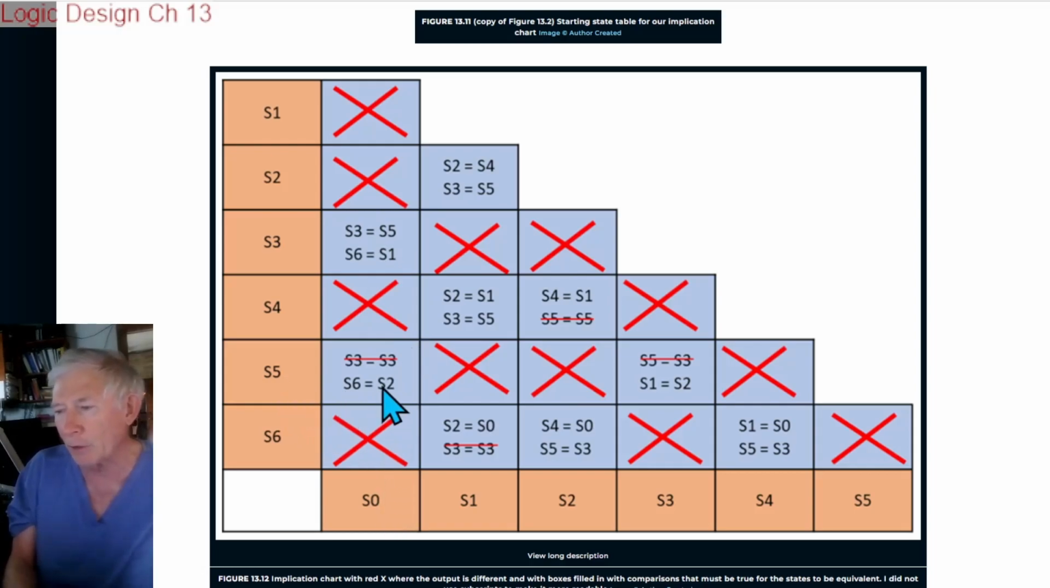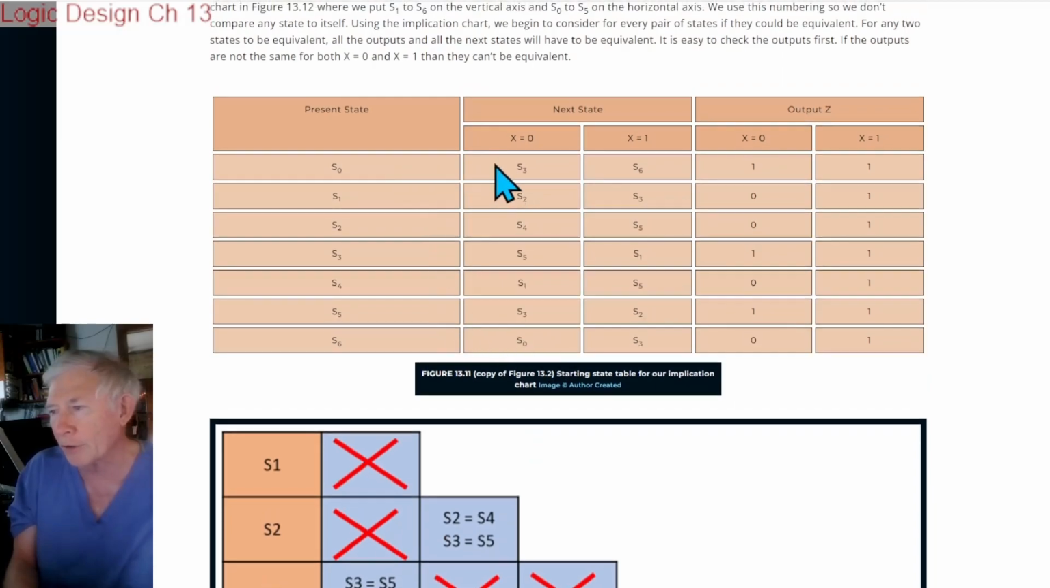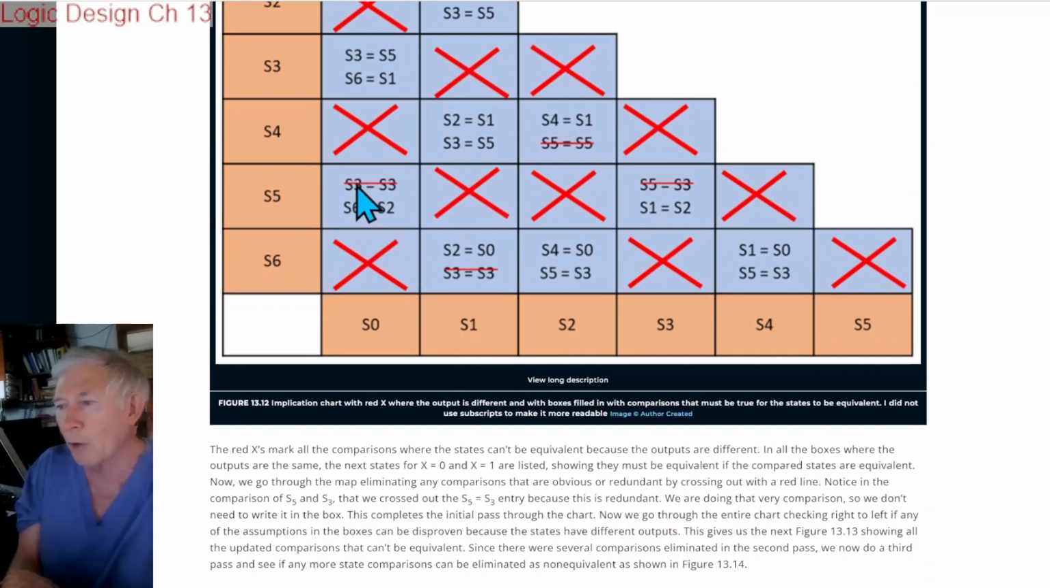S5 and S0 could also be the same. If that were true, so here's 0. So 3 and 3 would have to be the same. Well, that is true, right? And then 6 and 2 would have to be the same. All right, so we don't have to write S3 equals S3 because we know that's true, but S6 equals S2. So we just have one condition down here. All right, continuing.